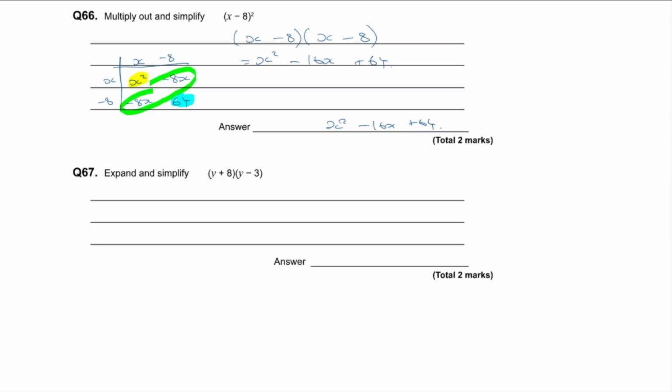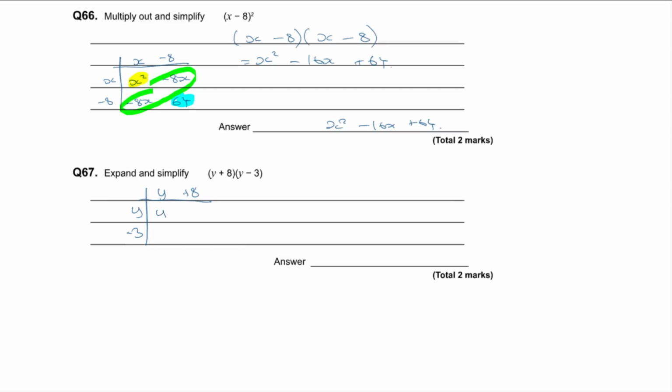Question 67, expand and simplify y plus 8, y minus 3. Again, I recommend doing this as a grid. People try and do it with like these things, and often they miss bits out and get it wrong in the test. So I just think it's good practice to do the grid because it's got a place for every value that you need. So I've got y and 8 and y and minus 3.